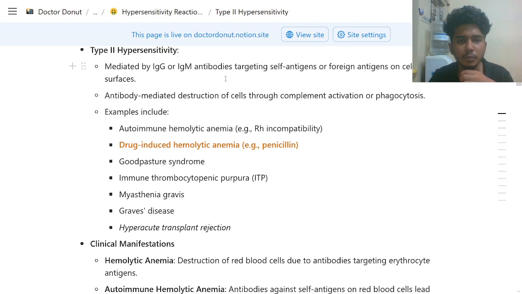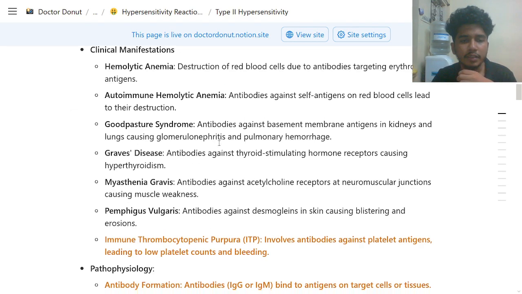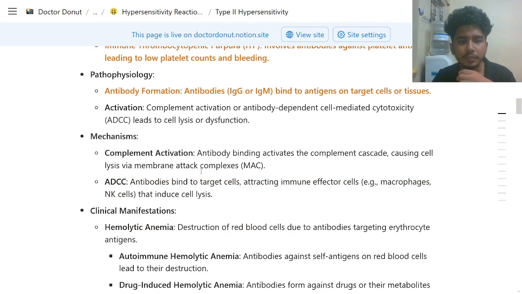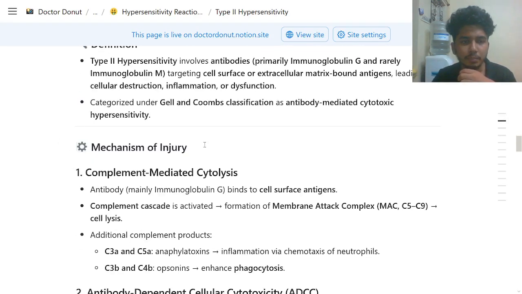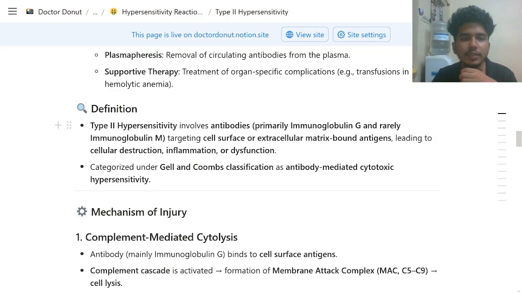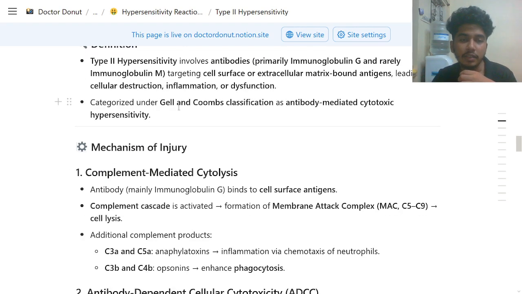Here, IgM or IgG antibodies target self-antigens or foreign antigens on cell surfaces. These cells are then destroyed by means of complement activation and phagocytosis. We'll not look at all this because we've got much better stuff to do. So type 2 involves antibodies, primarily IgG and also IgM, targeting cells. This leads to cell destruction, and these are classified under Gell and Coombs.